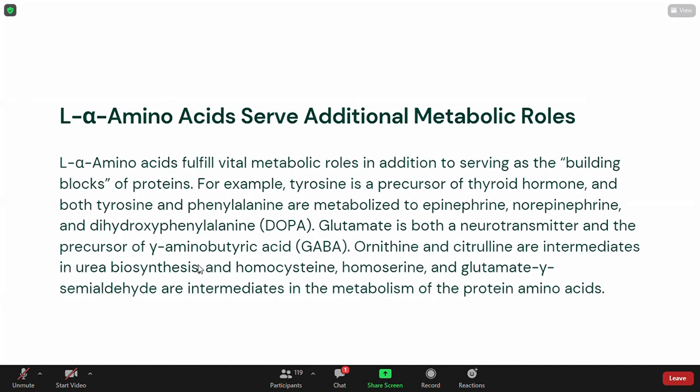Like, for example, arginine. Arginine is the source of nitric oxide, which is very important for vasodilatation, or blood vessel dilatation. It is in fact our hemoglobin. Nitric oxide comes from arginine.